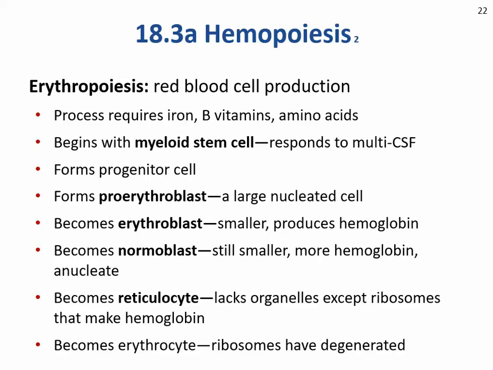Erythrocytes really become bags of hemoglobin. The ribosomes degenerate, the endoplasmic reticulum goes away, and all we are left with is a phospholipid cellular membrane filled with hemoglobin and a few other proteins to give the cell shape.